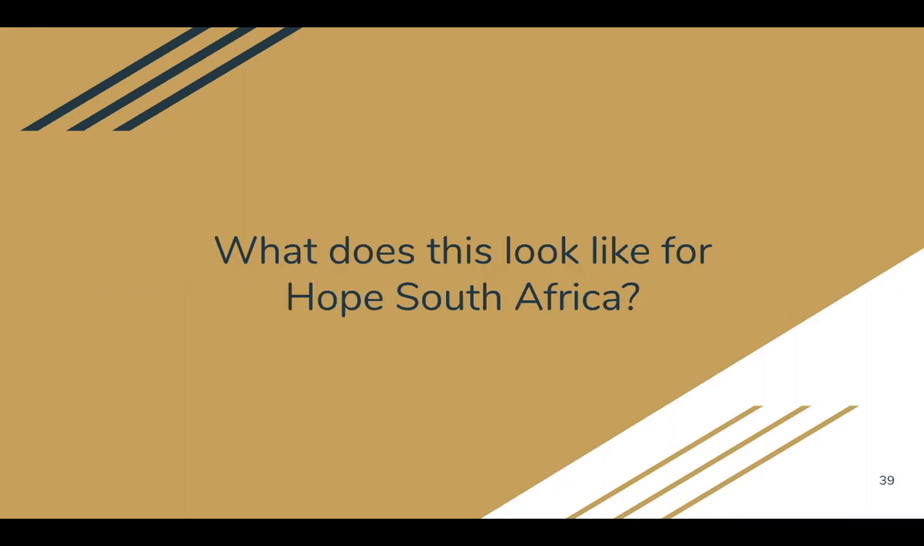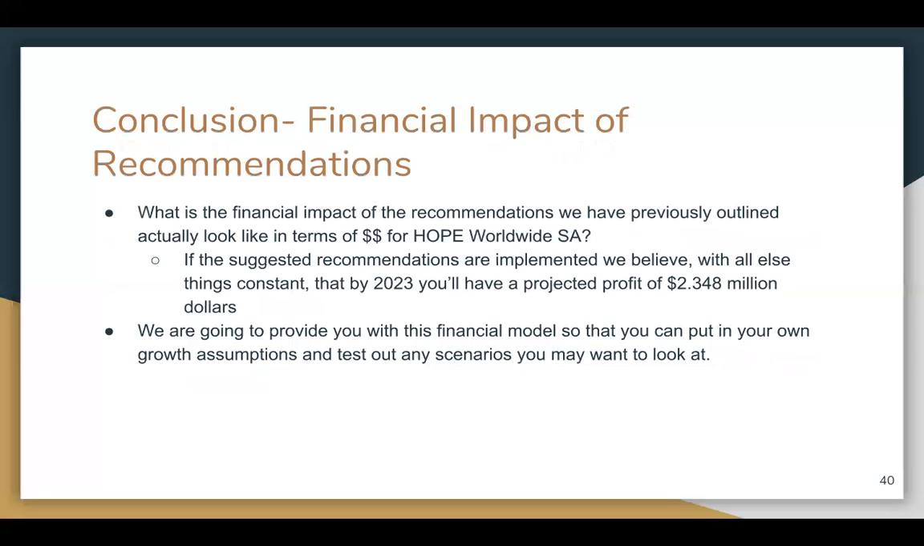What we wanted to do here is actually put numbers towards our recommendations. As you know, we are finance-oriented people, so we felt that it was best for us to also have a financial model that actually projects out what we believe your projected profit will be in the future, if you implement these recommendations. So after the recommendations were accounted for, putting in those assumptions, we believe that if you do implement these recommendations by fiscal year 2023, you're projected to have a profit of around $2.348 million.